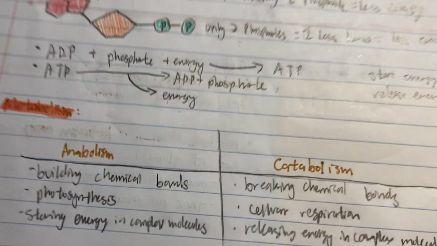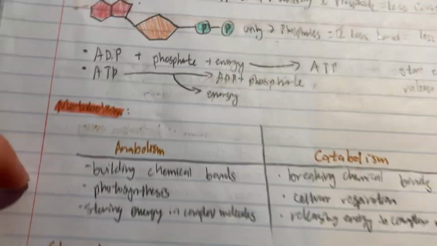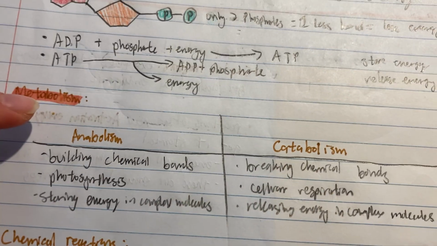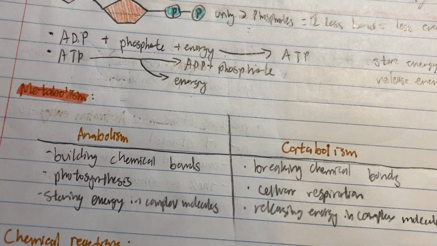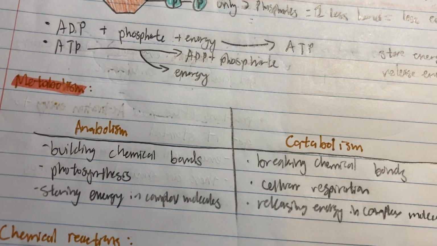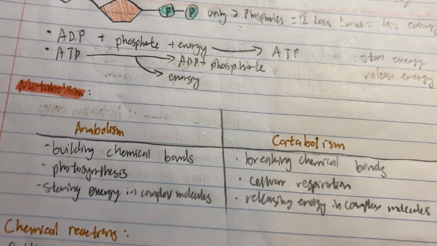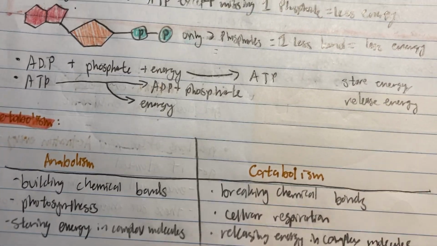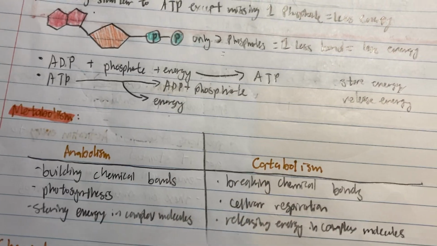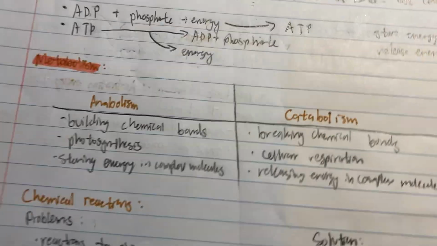Okay, and now we're going to talk about metabolism. So just know the difference between these two. Anabolism is building chemical bonds, which means absorbing energy. And then catabolism is breaking chemical bonds, which is releasing energy.